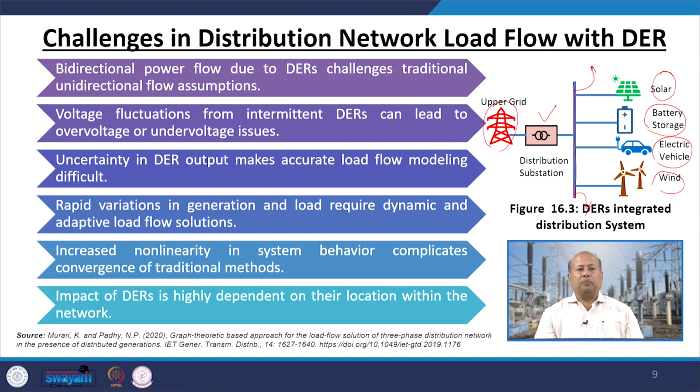Uncertainty in DR output makes accurate load flow modeling quite difficult. Rapid variations in generation and load require dynamic and adaptive load flow solutions. Increased nonlinearity in system behavior complicates convergence of traditional methods. The impact of DRs is highly dependent on the location within the network.